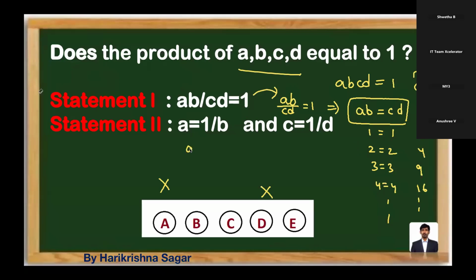And what is statement number 2? A is equal to 1 by B. That means AB is equal to 1. C is equal to 1 by D. That means CD is equal to 1. By knowing AB and CD, can we say ABCD is equal to 1? Yes, by doing the product, I'll get 1. Mark the answer as B.